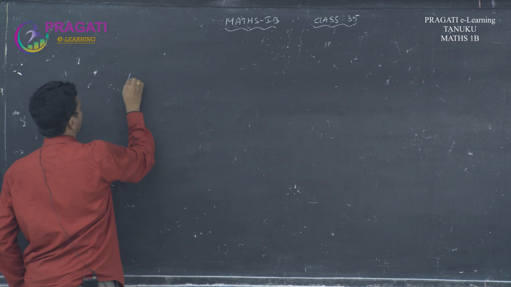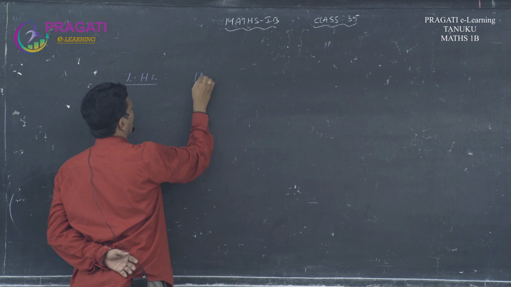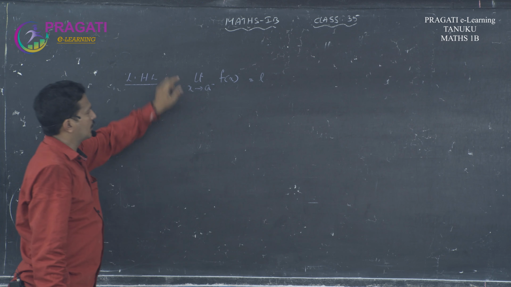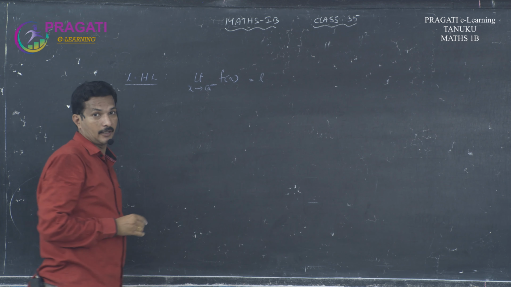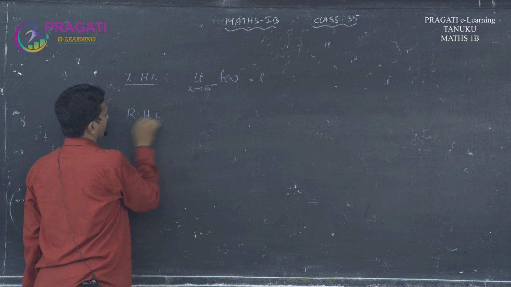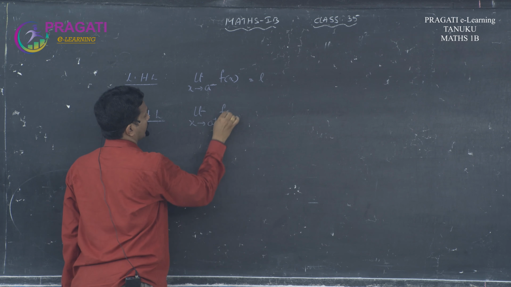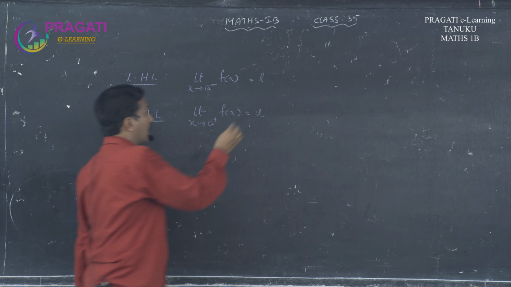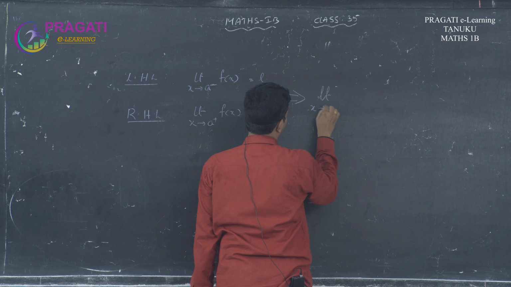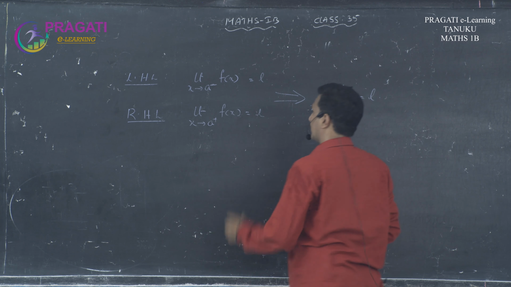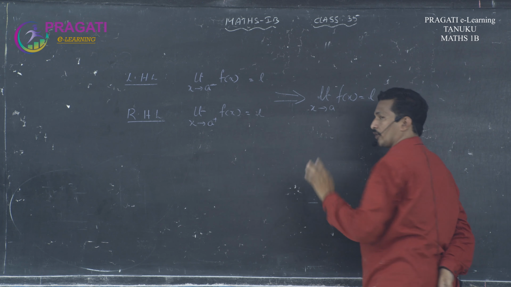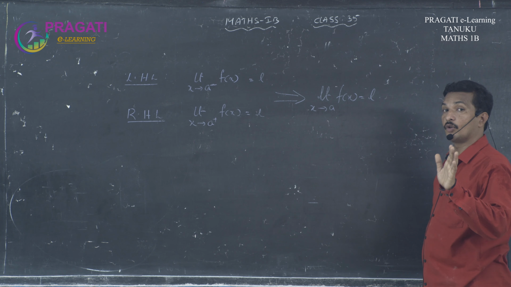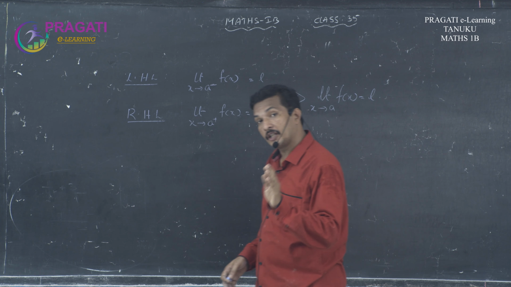Okay, the left hand limit is denoted by limit x tends to a minus f of x is equal to L. Minus means it is the left hand limit, and the right hand limit is limit x tends to a plus f of x, equal to L. These two values exist and they are equal to L. Then finally limit x tends to a f of x is equal to L. Here the left hand limit is equal to L and the right hand limit is equal to L. Since these two exist and both are equal, then the limit will exist.